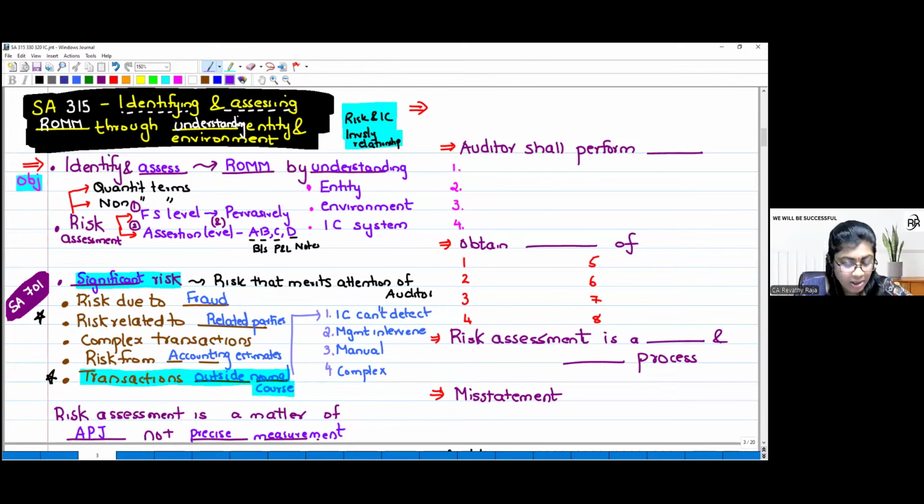See, I'm just clarifying the concept of SA 315. Can you give me a reply whether this much is clear? In this, two questions are expected. Examples of significant risk, why transaction outside normal course is a risk. Then, this sentence is very important. Even in MTP1, it was there. Then, this MCQ is important. Two levels and an aura.